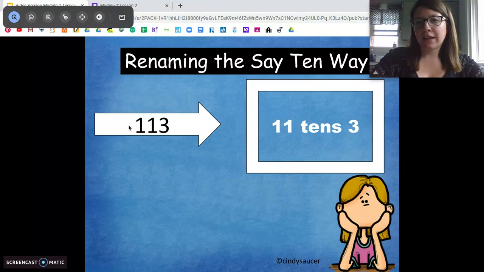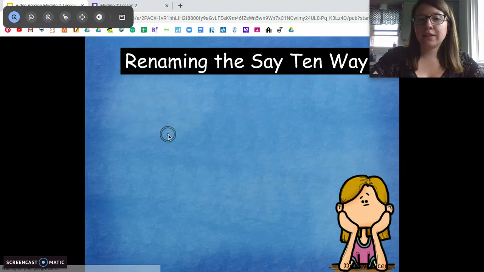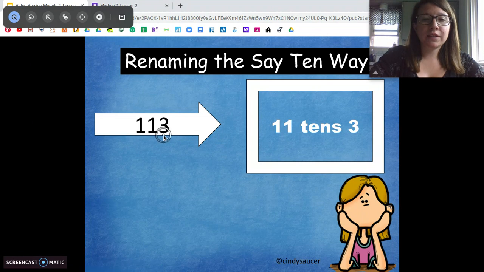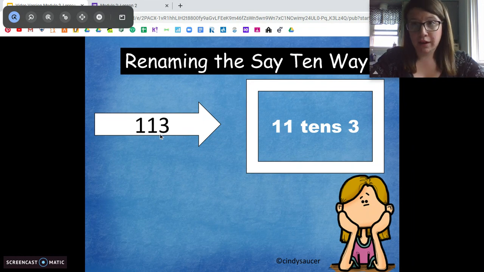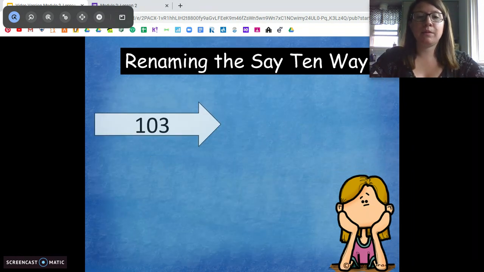You can kind of see that in this number. You know the ones place is right here on your 3, right? So then the other numbers right here, that's going to be your tens. And there are 11 tens, 3 extra ones. All right, keep that in mind as we move forward.